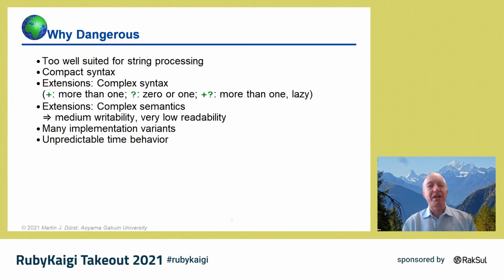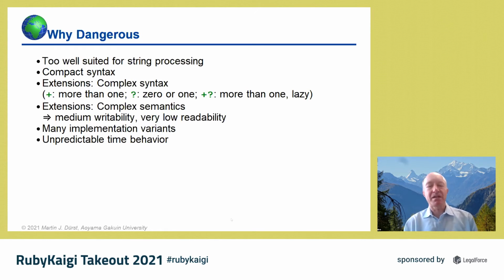Next problem is compact syntax and complex syntax. For example, the plus and the question mark each have a rather easy meaning, but if you put them together, they mean something different. And that happens with many more of these characters.